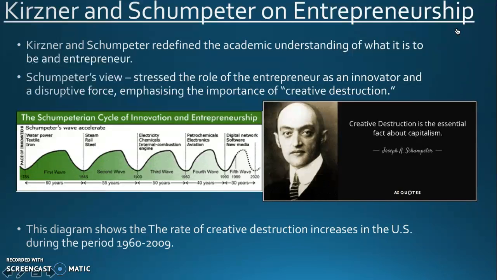The diagram shows the rate of creative destruction increases in the US during the period 1960 to 2009. We document statistically significant increasing trends in big business turnover, changes in market share, and the difference in growth rates between firms that gain and lose market share.